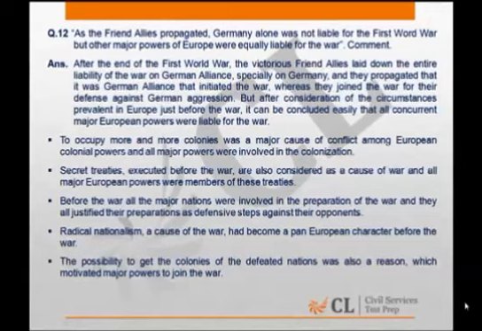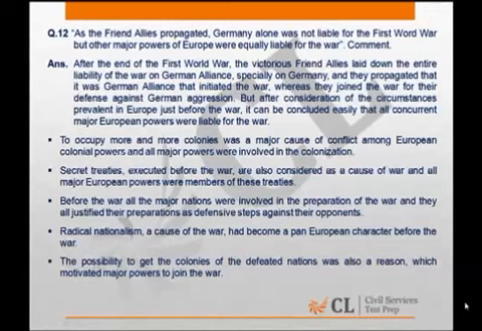You can see that after the end of the First World War, the victorious French allies laid down the entire liability of the war on the German alliance, especially on Germany, and they propagated that it was the German alliance that initiated the war, whereas they joined the war for their defense against German aggression. But after consideration of the circumstances prevalent in Europe at that time, it can be concluded easily that all concurrent major European powers were liable for the war.